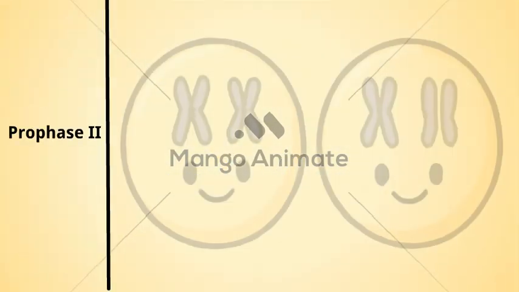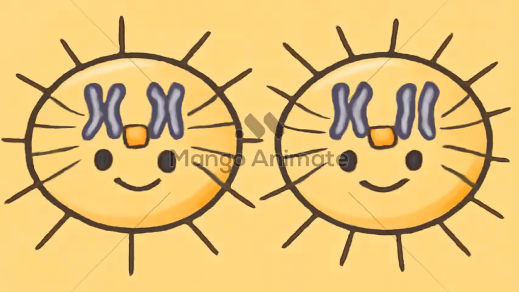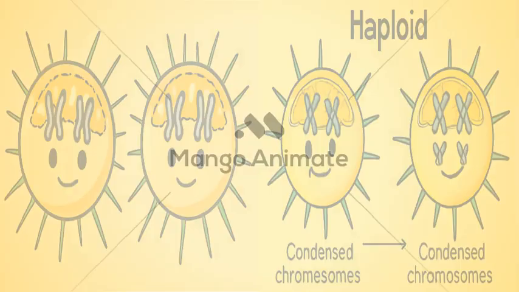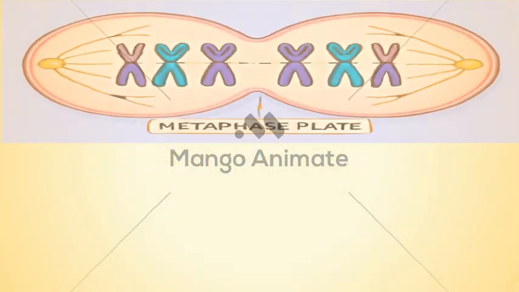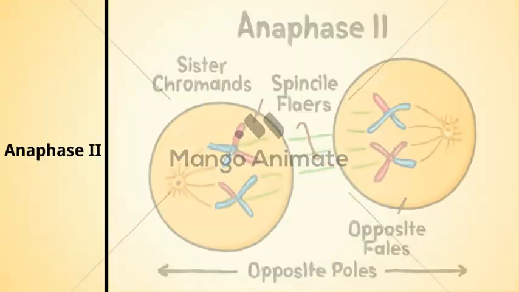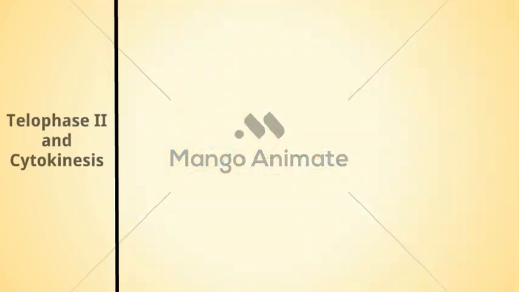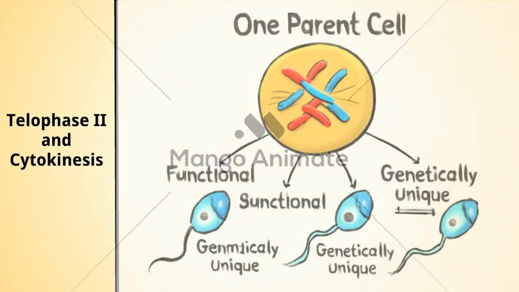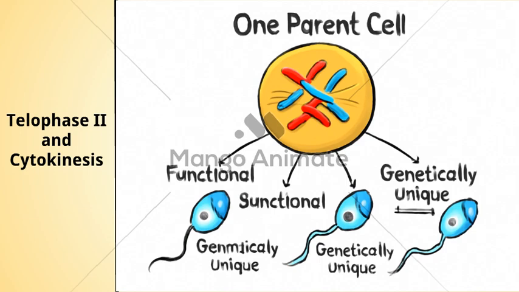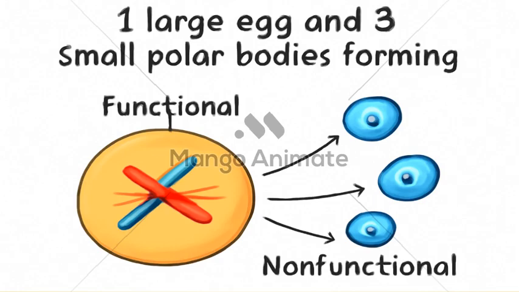Prophase II. Chromosomes condense again in each haploid cell, spindle fibers form, and the nuclear envelope breaks down. Metaphase II. Chromosomes align along the metaphase plate. Anaphase II. Sister chromatids are finally pulled apart toward opposite poles. Telophase II and cytokinesis. Four genetically unique haploid cells are formed. In males, all four become sperm. In females, typically one becomes a functional egg, and the others form polar bodies.